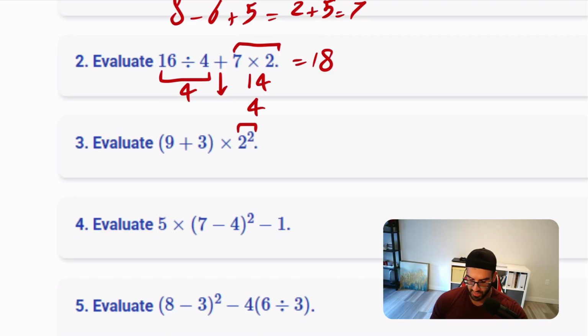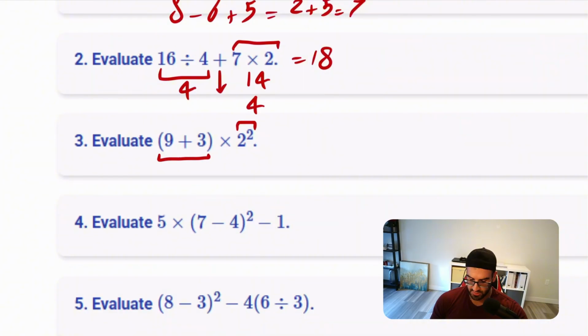Again, after that, we have to do everything inside the parentheses. I'm sorry, parentheses comes first, but right now it doesn't matter. So 9 plus 3 is going to be 12. 12 times 4 is going to be 48.